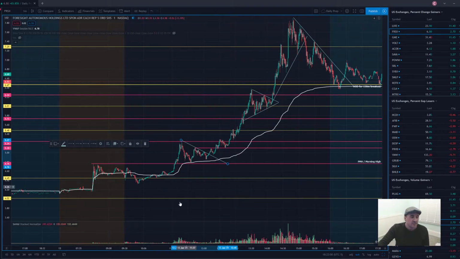This is what you're looking for, okay? The one strategy, the one play you want to look for, is it squeezes and breaks through pre-market or initial morning highs, this level around here.